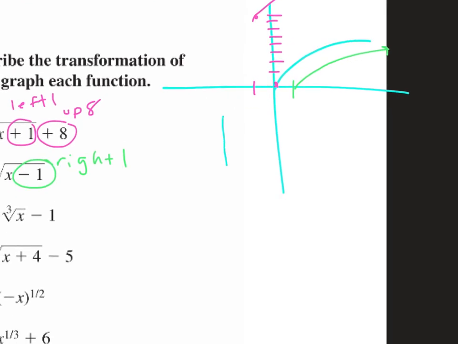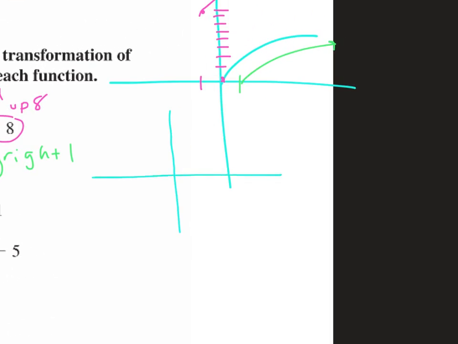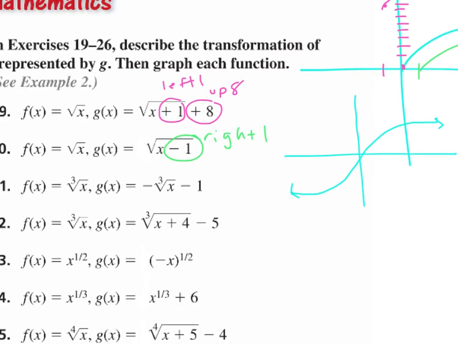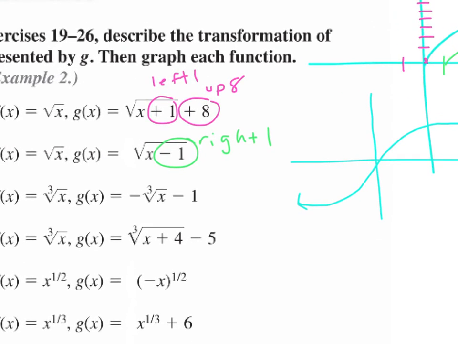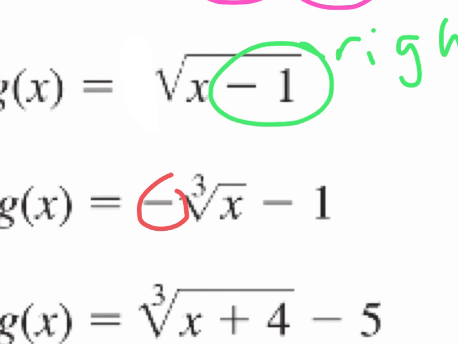Next, we have the cubed root graph for 21 and 22. So our parent function of the curve of the cubed root goes in the negative and the positive direction. So we have a minus out front. So what does this negative out front tell us? It's a reflection. On the x-axis or y-axis? X-axis. The x-axis. And what about the minus 1 on the outside?